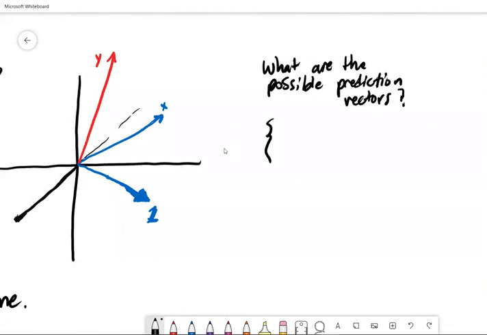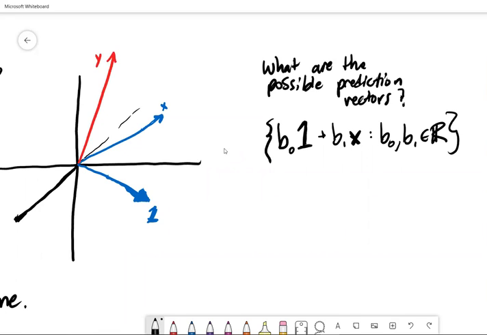They are, let's write them as b0 times 1 plus b1 times x, for b0, b1 in R. Pick any real numbers b0 and b1, and that linear combination of 1 and x can be a prediction vector if you're fitting with a line.